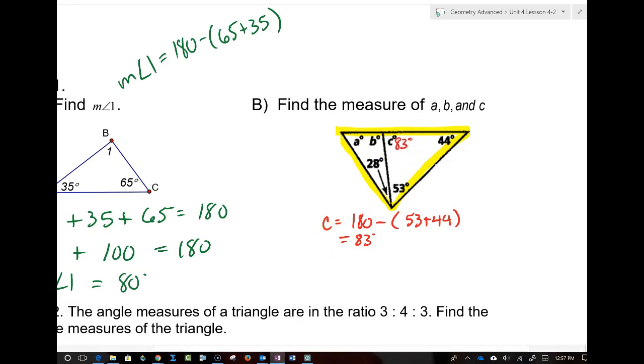Notice, what did I do with that angle after I found it? I wrote down my answer, but what else did I do? I marked up my diagram. Because the moment I marked my diagram, what letter can I find really fast? Yeah, I can solve for B really quickly because we still can use linear pairs to our advantage, right? So don't forget that. So 180.